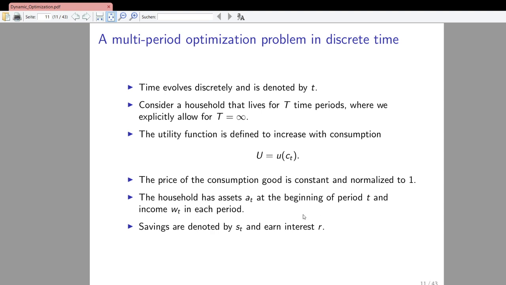We denote the household's assets with lowercase a at time t, and we assume that the household has these assets at the beginning of the period t, and the household has an income w_t at each period. And then we denote savings by S_t, and if households save and have positive savings S_t, then they earn the interest rate R on savings that they carry over from period t to period t+1.